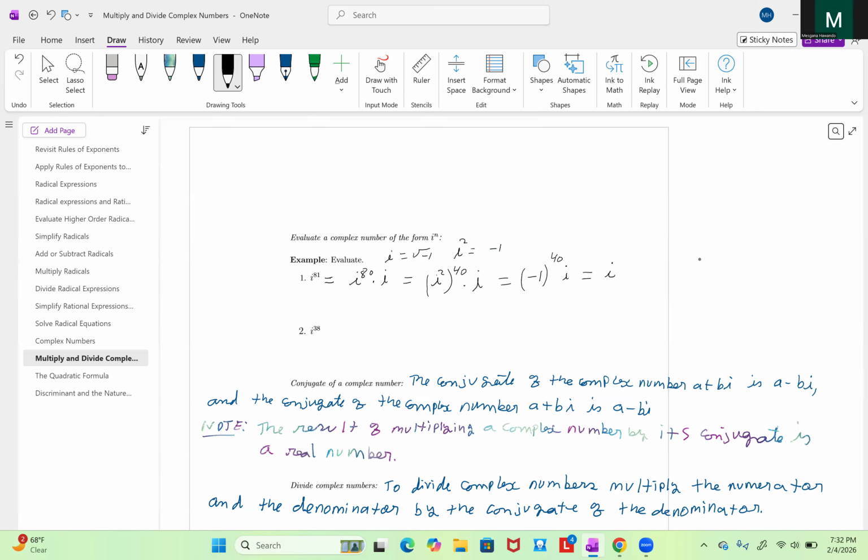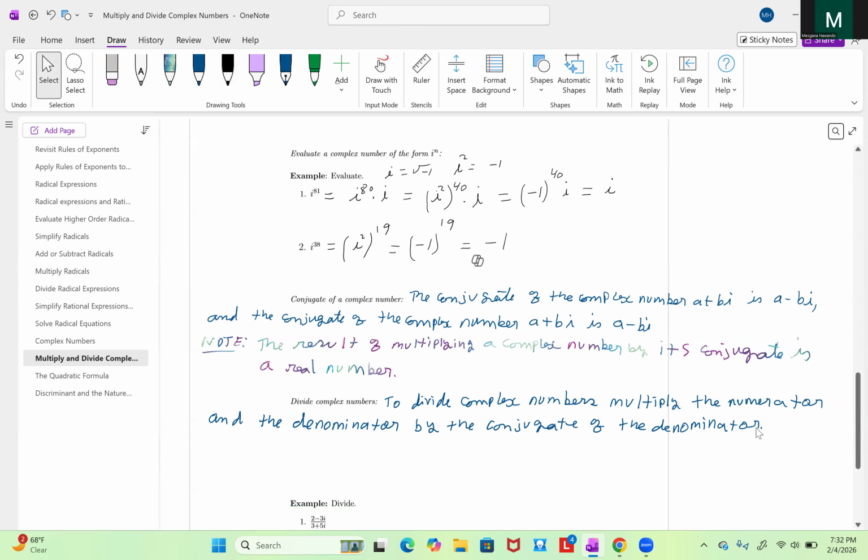i to the power of 38. We rewrite it as i squared to the power of 19. 2 times 19 is 38. i squared is negative 1, and to the power of 19, we are raising a negative number to an odd power. So we're multiplying negative 1 by itself an odd number of times. So this is a negative number. So this is negative 1.